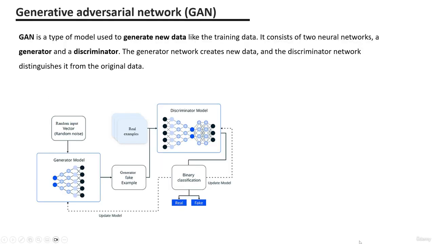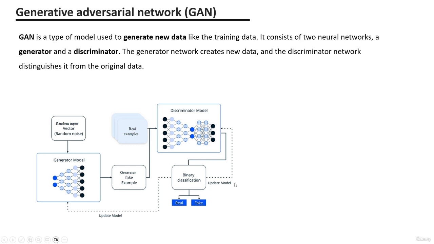We'll start with the GANs, which stand for Generative Adversarial Network. This is a type of deep learning model used to generate new data similar to the training data. GANs have been effectively used for various applications such as text generation, musical composition, and image synthesis.